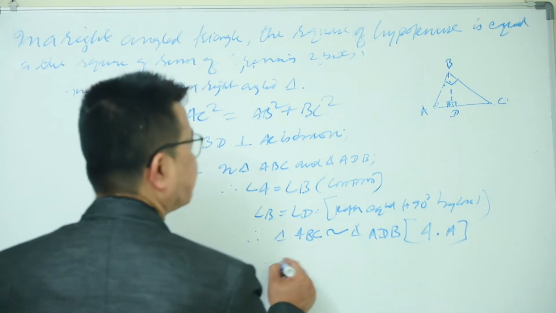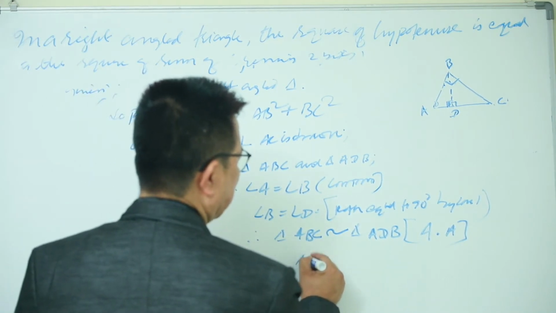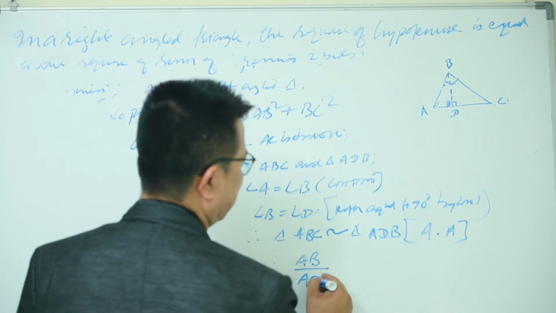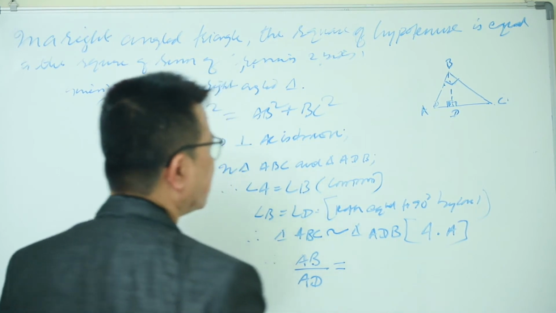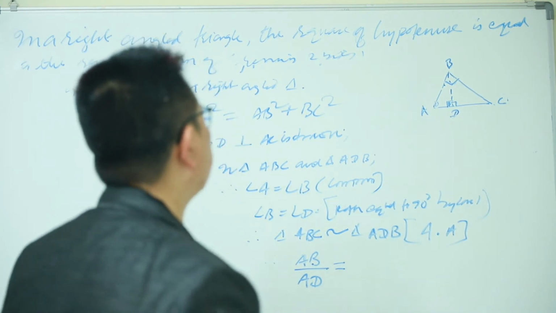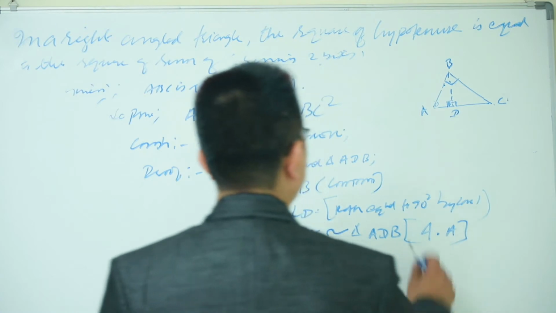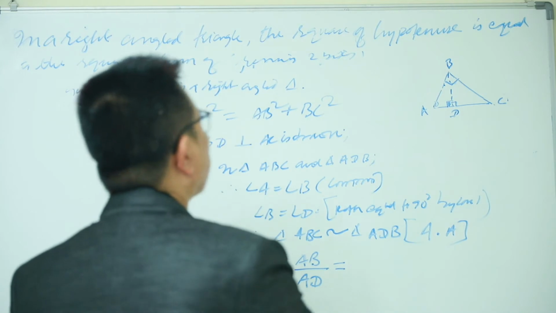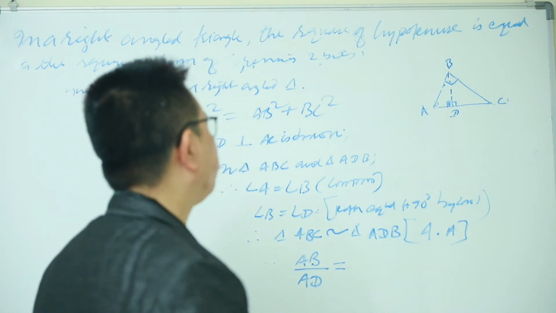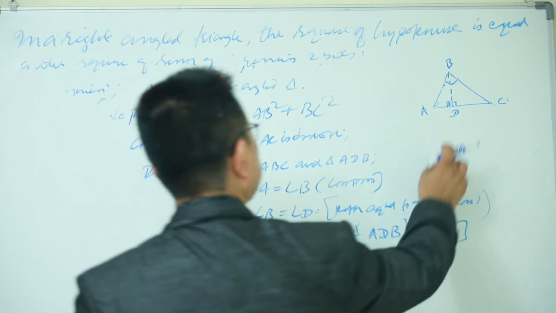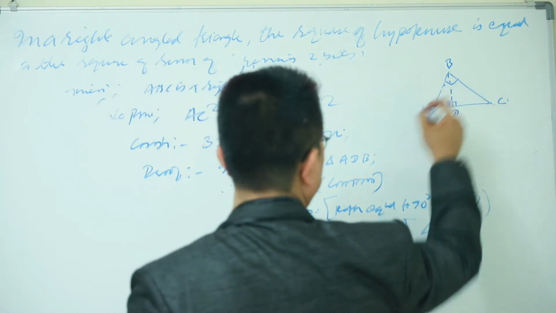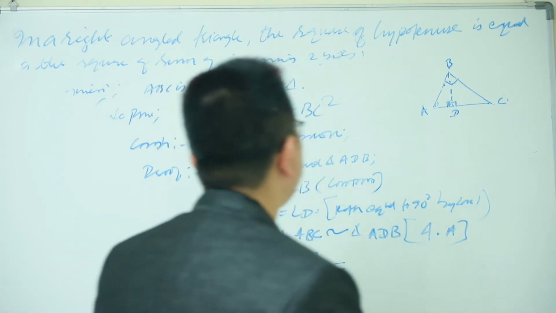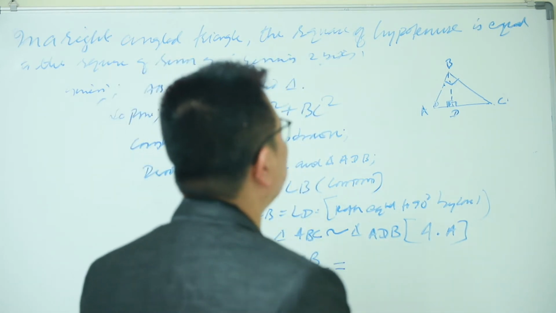So therefore AB by AD equals to, now what is the corresponding side of another one? We have already found the ratio of these two corresponding sides. Now it is equal to what?